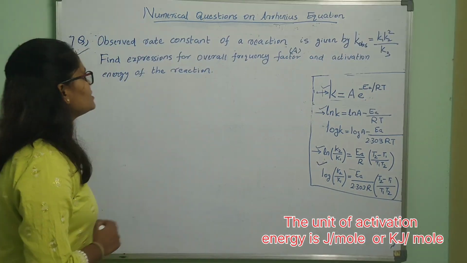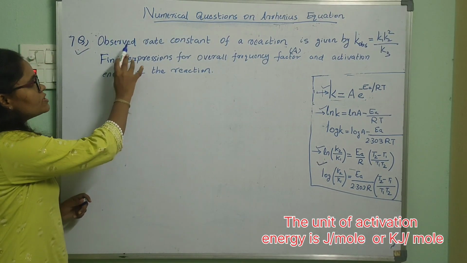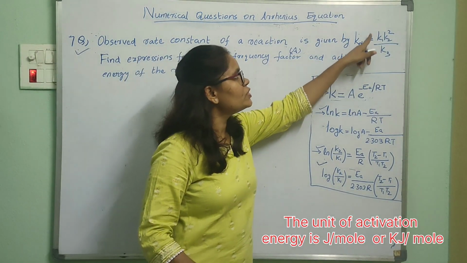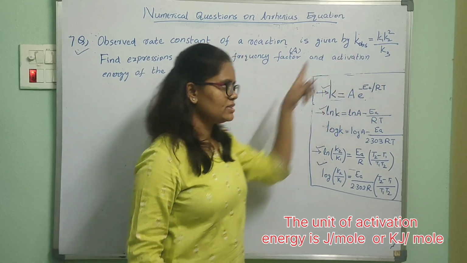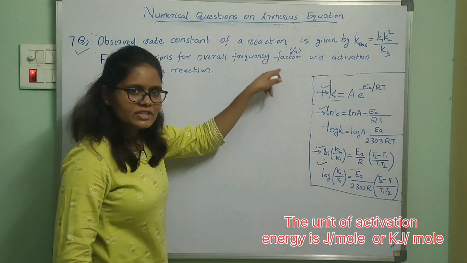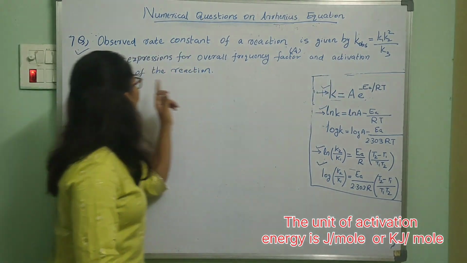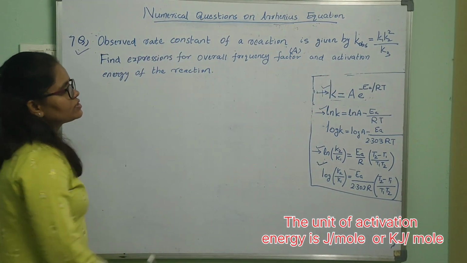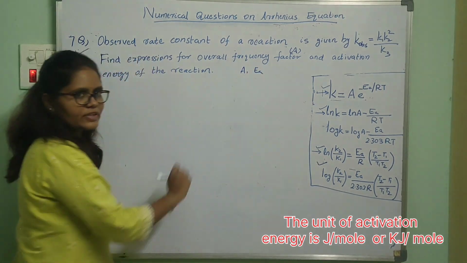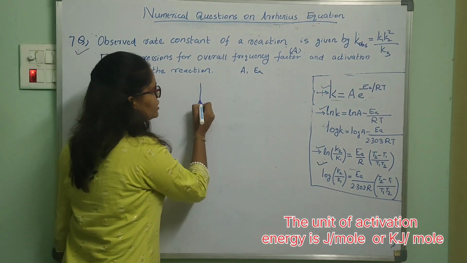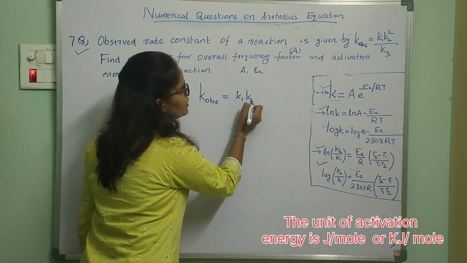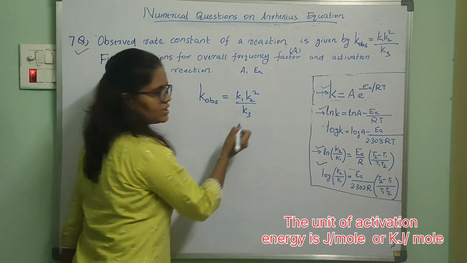Now let us solve the question number 7. So the question is, observed rate constant of a reaction is given by K observed is equal to K1 into K2 square over K3. Find the expressions for overall frequency factor, so frequency factor is A, and activation energy of the reaction. So we are asked to find the value of A and EA for the given reaction. So what is the observed rate constant given here? K observed is equal to K1 into K2 square over K3, right?